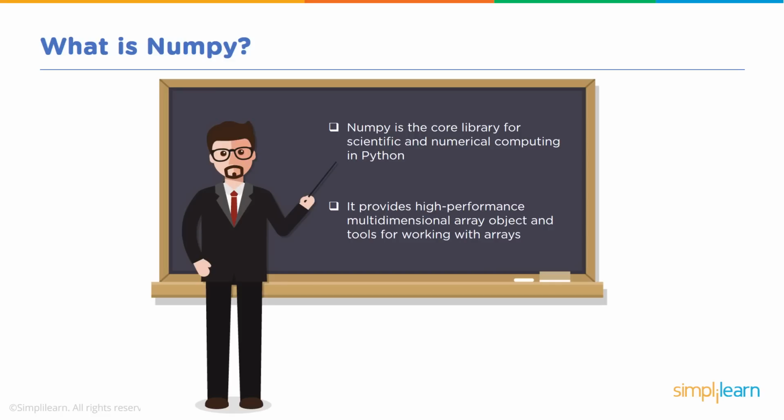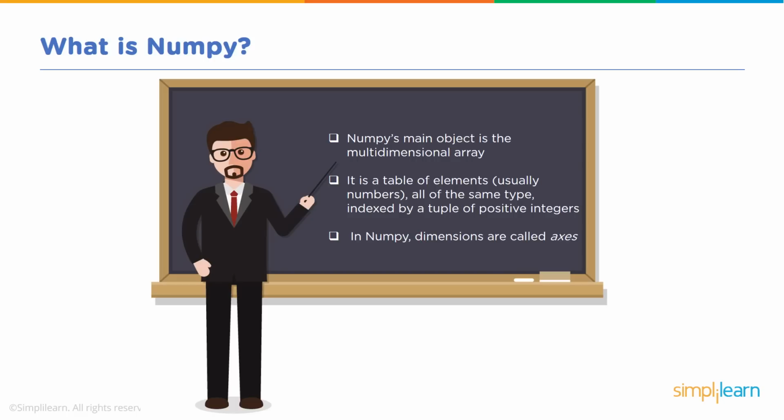NumPy is the core library for scientific and numerical computing in Python. It provides a high-performance, multi-dimensional array object and tools for working with arrays. And I'll go a step further and say there are so many other modules in Python built on NumPy. So the fundamentals of NumPy are so important to latch onto, so that you can understand the other modules and what they're doing. NumPy's main object is a multi-dimensional array. It is a table of elements, usually numbers, all of the same type, indexed by a tuple of positive integers. In NumPy, dimensions are called axes.